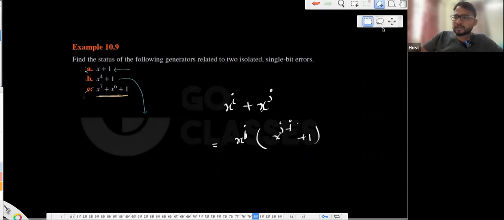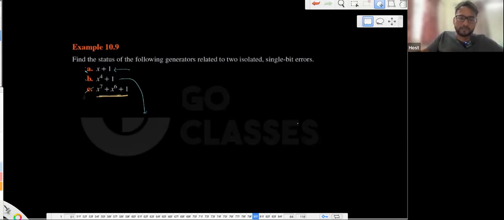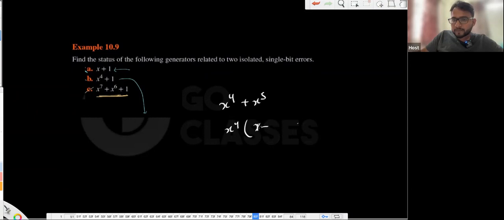Let me just take a simple example. Let's suppose x power 4 plus x power 5. Are these two bit errors? Yes. This is x power 4 times x plus 1, so the generator x plus 1 is able to divide this error, so it's a bad generator, right? Since x plus 1 is able to divide some errors of this form, it is not able to detect all 2 bit errors. Which kind of 2 bit error is it not able to detect? The errors which are exactly distance 1 apart.